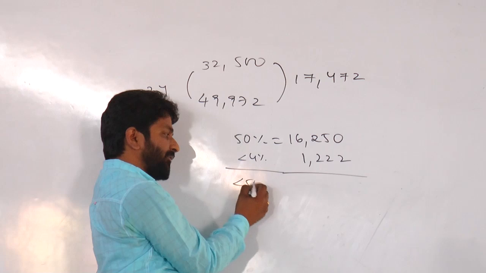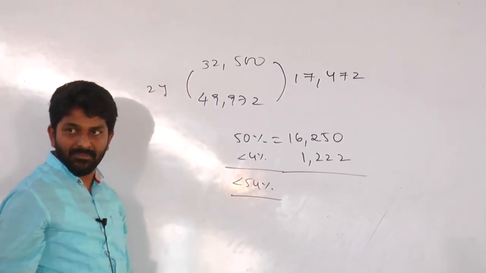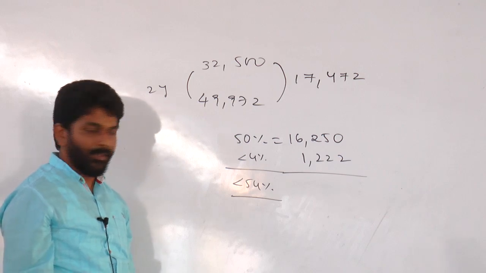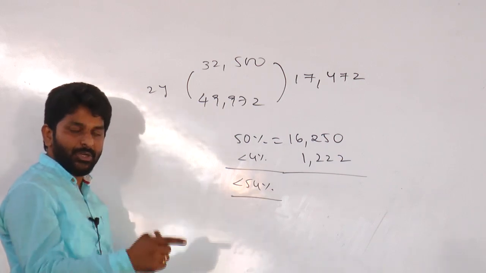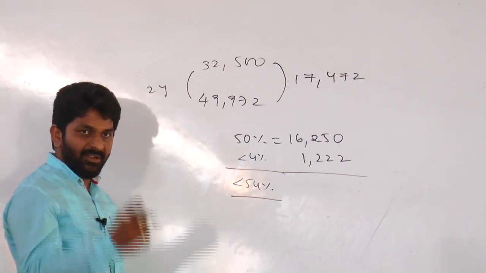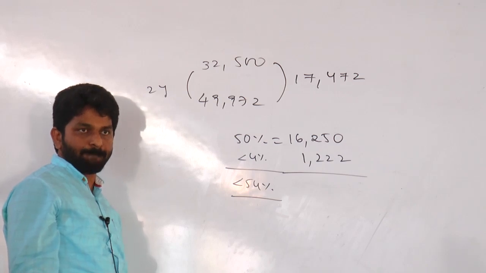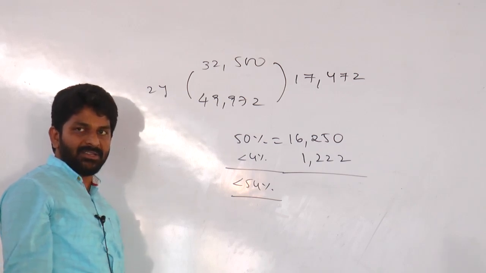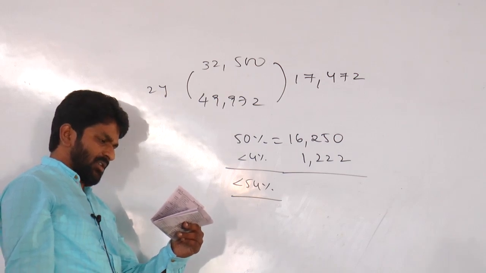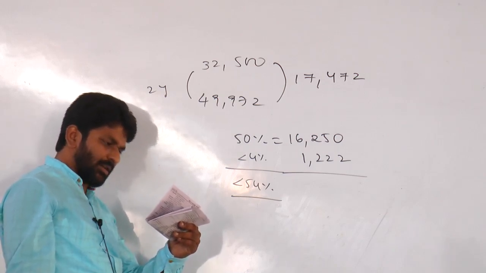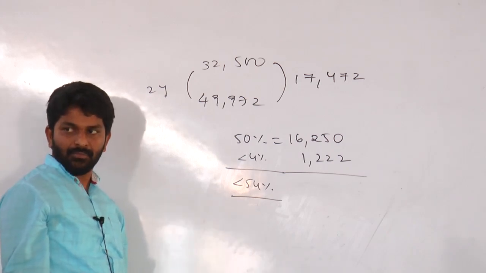Total value is less than 54%. For how many years? 2 years. Okay. So for 2 years if it is less than 54%, per year it should be less than 27. Look at your options. How many are there less than 27%? 3 options. What are those? 22, 20, 24.